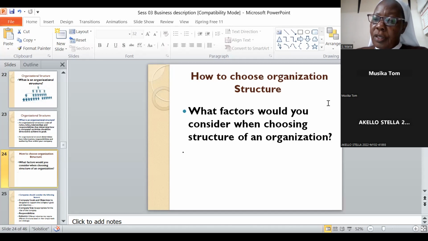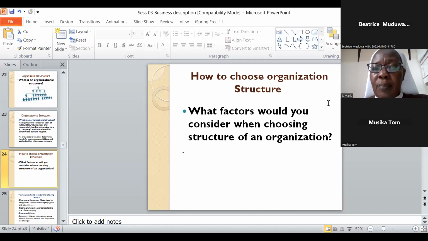Other members, what do you think? In other words, what you said, it may happen that they are working on the same project and they need the same kind of skill or technical aspect, and that puts them into that area to be able to coordinate and collaborate. Yes, Beatrice.